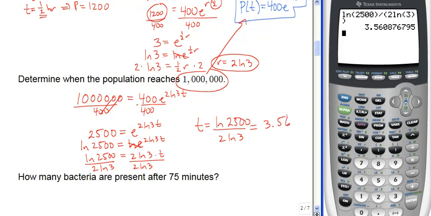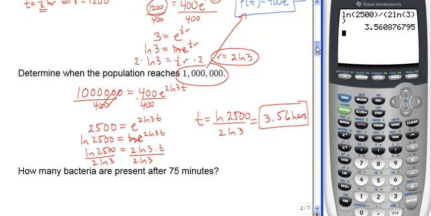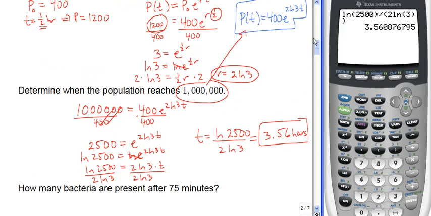and it should be in the same units that we were using up here, and since I used 1/2 hour, that means this is also going to be in hours. So it's going to take me 3.56 hours for this population to reach 1 million. So pretty quickly these bacteria will grow. Now what we're going to do is find out how many bacteria are present after 75 minutes.